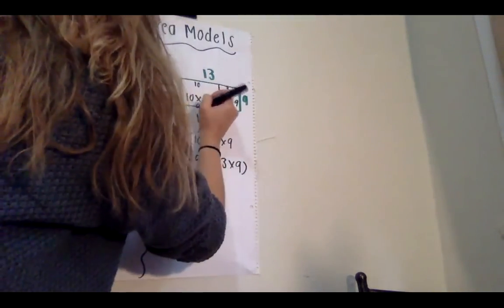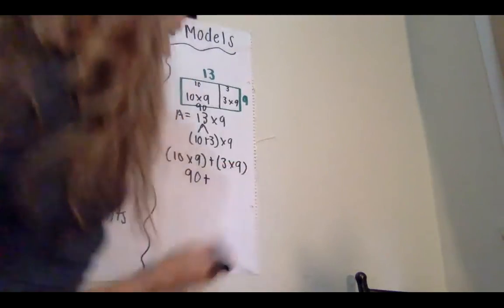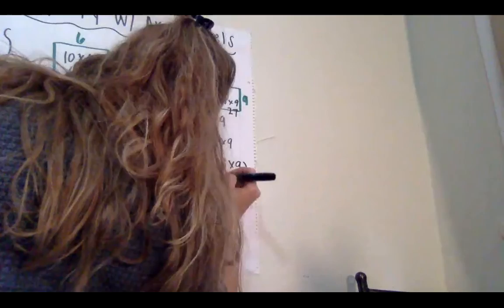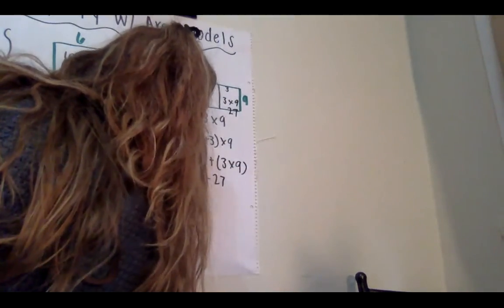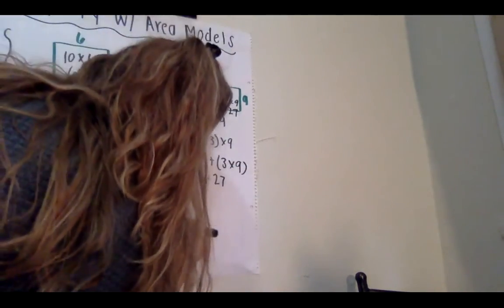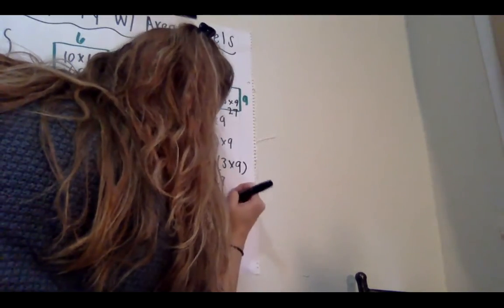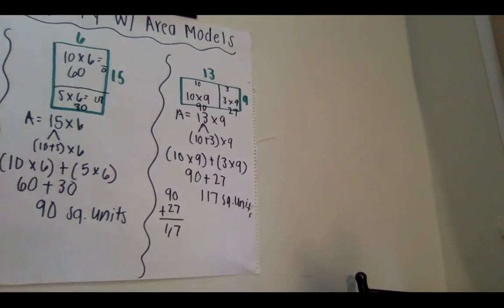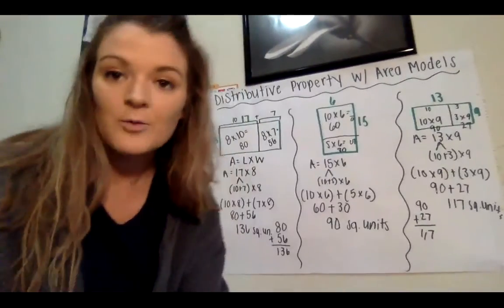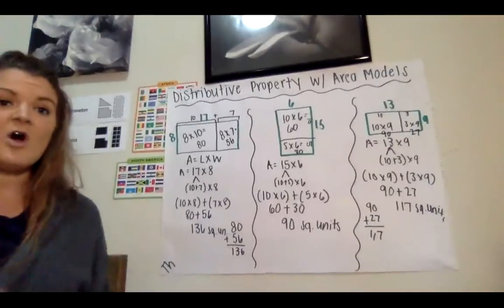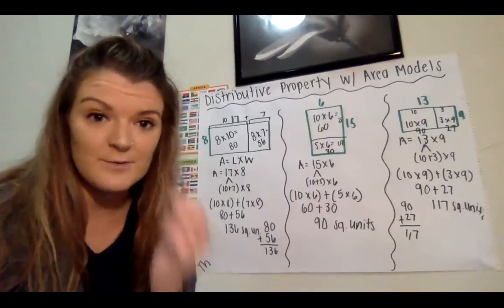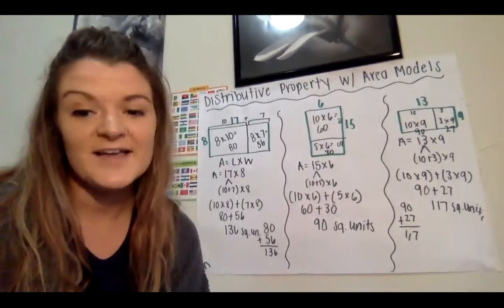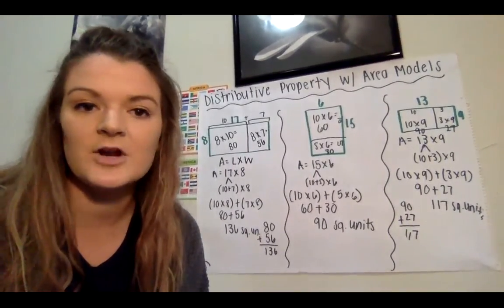Okay, I know 10 times 9, that's 90, plus 3 times 9, 9, 18, 27, plus 27. Let's add them up. 0 plus 7 is 7, 9 plus 2 is 11. 117 square units. So again, we have talked about using the distributive property in general to help us solve larger facts, but it's important that we know we can also use it with area models, just like in this example, breaking down larger rectangles into smaller rectangles to create facts that we know to find the area. With that in mind, let's go ahead and look at our classwork for today.